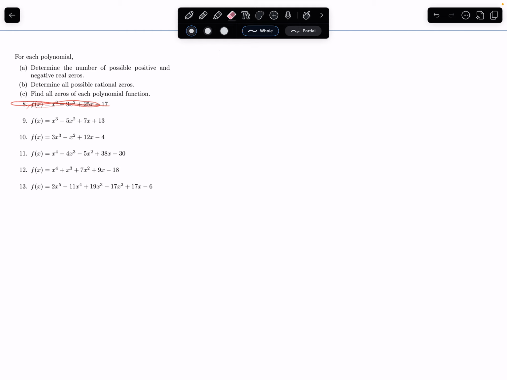Okay, number 9. First, I'm going to start with a and check how many possible roots there are. Let's count sign changes. Positive to negative, that's 1. Negative to positive, that's 2. So 2 or 0 positive roots.